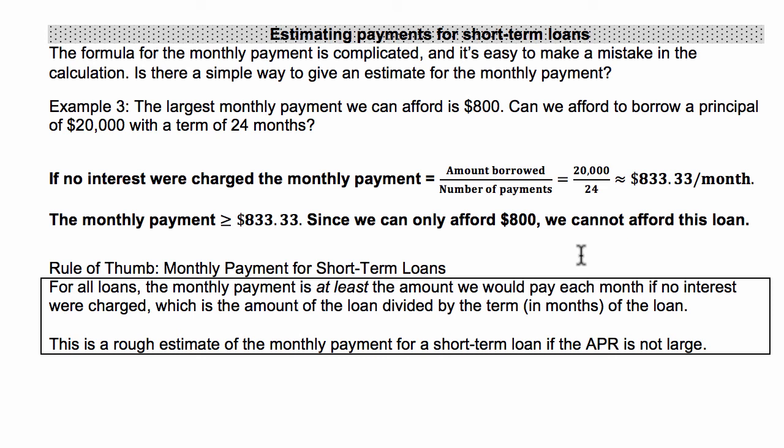In general, the monthly payment is always at least the amount we would pay each month if no interest were charged, which is the amount borrowed for the loan divided by the term in months of the loan. This is actually a good rough estimate of the monthly payment for a short-term loan if the APR is not large. If the term of the loan is long, or the APR is large, this estimate will be a good deal lower than your actual monthly payment.